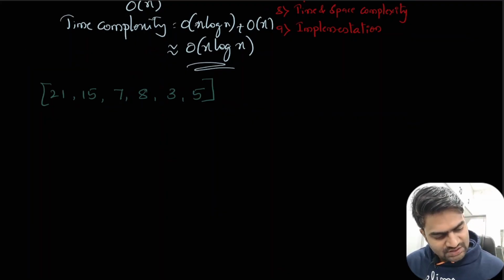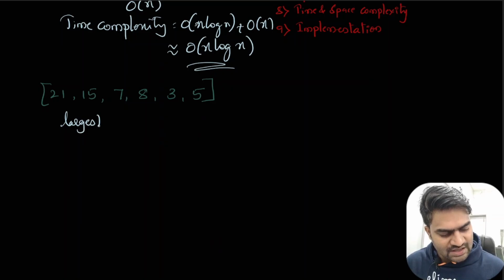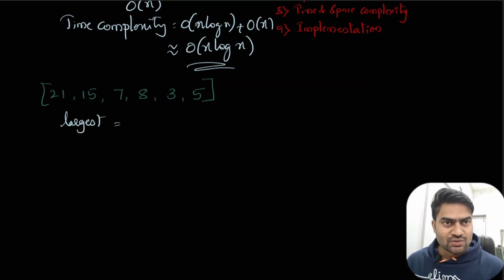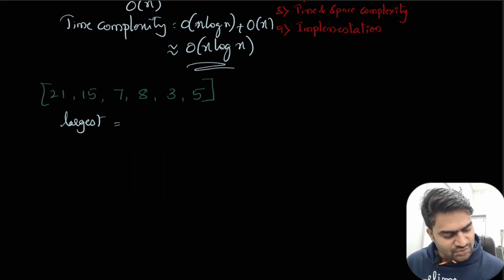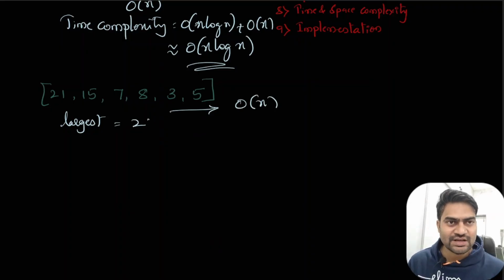Now I will find my largest number. We know how to solve the largest number. If you don't know, you can watch my previous video. From that logic, with one iteration, O of n, we will find the largest number 21. Correct, right? Now after this, I will again find the largest number, but now it should not be equal to 21. So other than 21, what is the largest number?